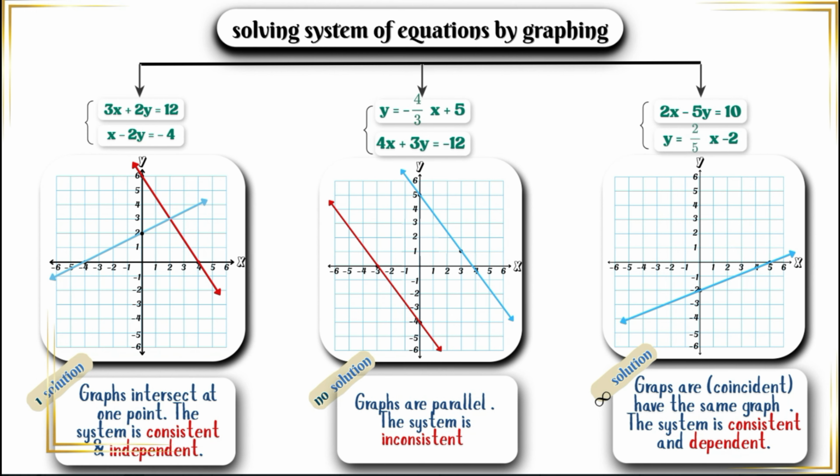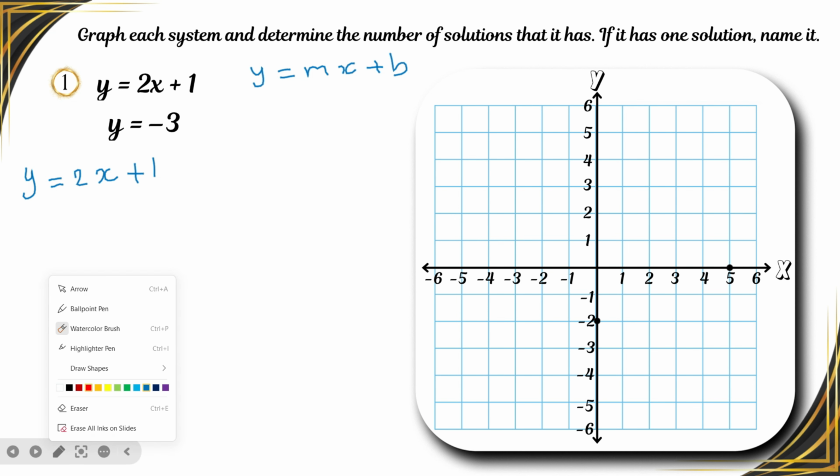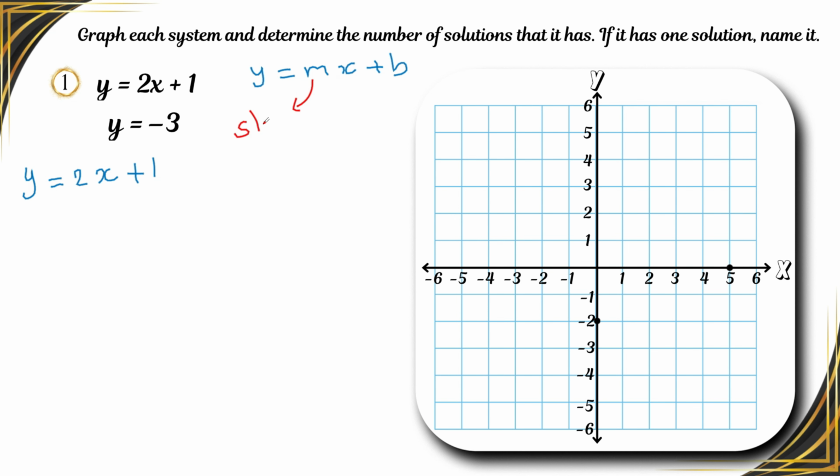Let's solve some questions. Graph each system and determine the number of solutions that it has. And if it has one solution, name it. Okay, first we need to graph both equations. Let's start with the first one, y equals 2x plus 1. This equation is written in slope-intercept form, y equals mx plus b. Remember, m represents the slope and b represents the y-intercept.